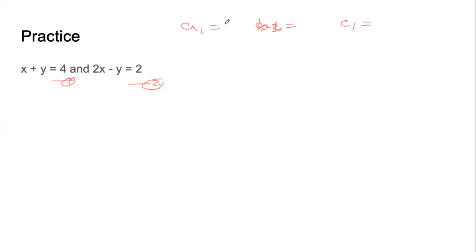What is A1? If it is 4, then we have to start the session once again. How is A1 4? A1 is 1. What is B1? 1. What is C1? 4. Oh yeah.